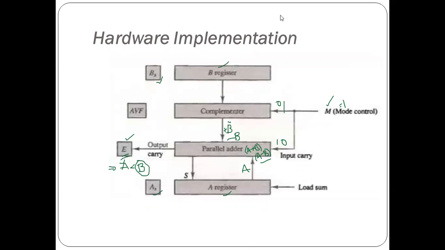AS is complemented. Whatever it is, this register is complemented if E is 0. If E is 1, whatever the sign of AS is, that will be kept as it is for the sign of the result. The result and summation will be stored in the register whenever I get the control of load sum.